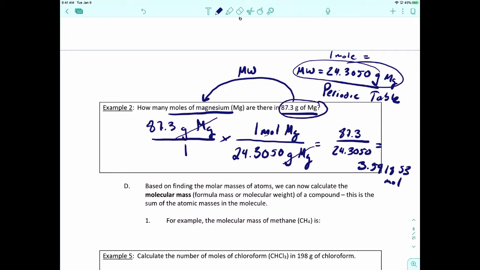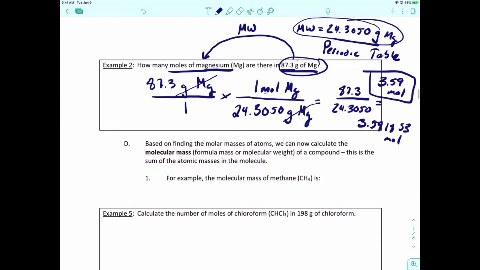Now, there is one more problem that we got to deal with, and that is sig figs. So in this problem, we started with 3 sig figs, 87.3. All digits are significant. So I've got to report this answer with 3 sig figs. So to report that, I would write this as 3.59 moles. And there you go. That would be the answer to this problem.